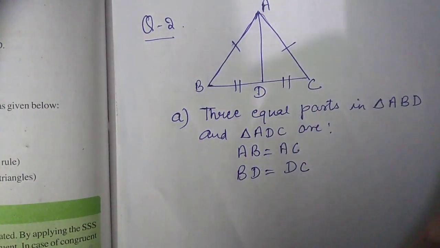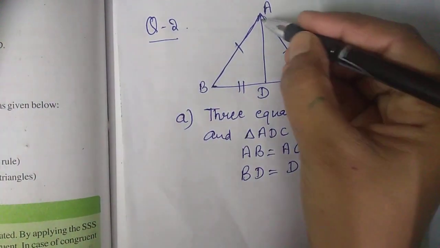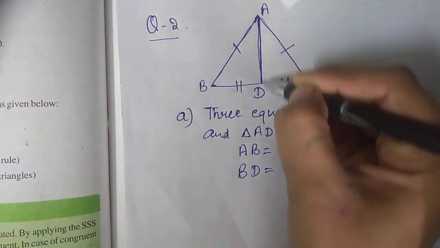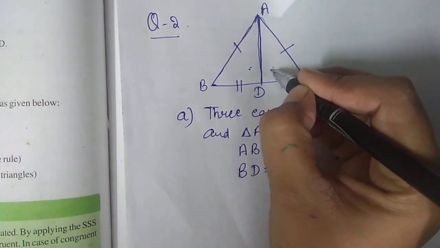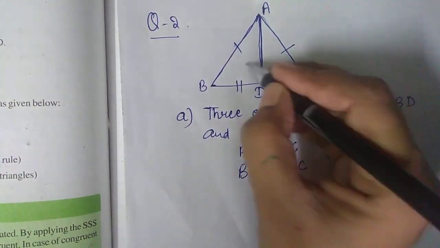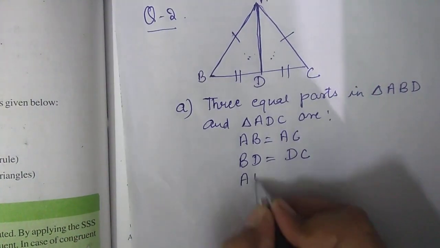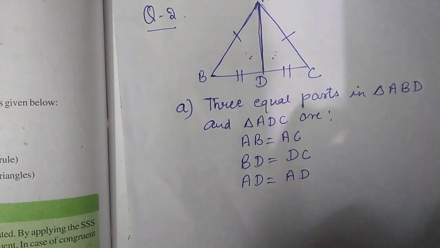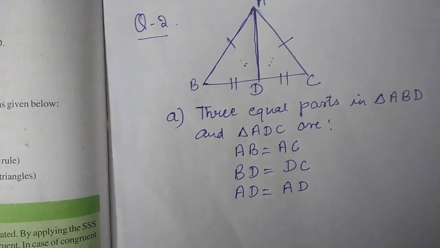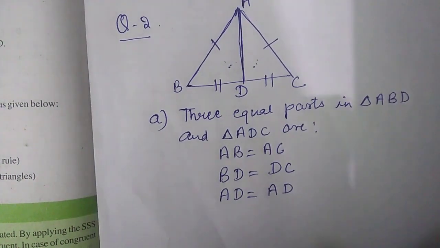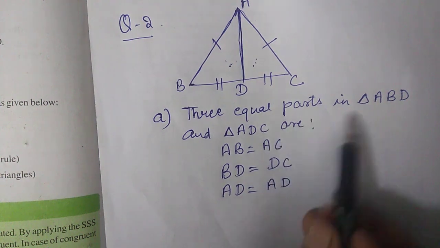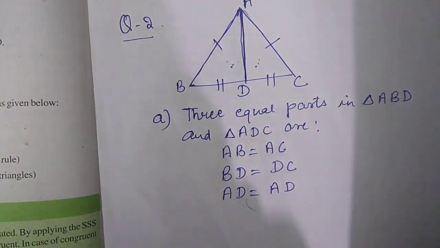So here we have been given the sides, so I am writing the sides. And AD is coming in both the triangles. The side which is common in both is always equal. Okay, so I will write AD is equal to AD. So these are the three equal parts. Same way you have to write in your notebook. They are asking what the three equal parts are. So the three equal parts are these three sides.